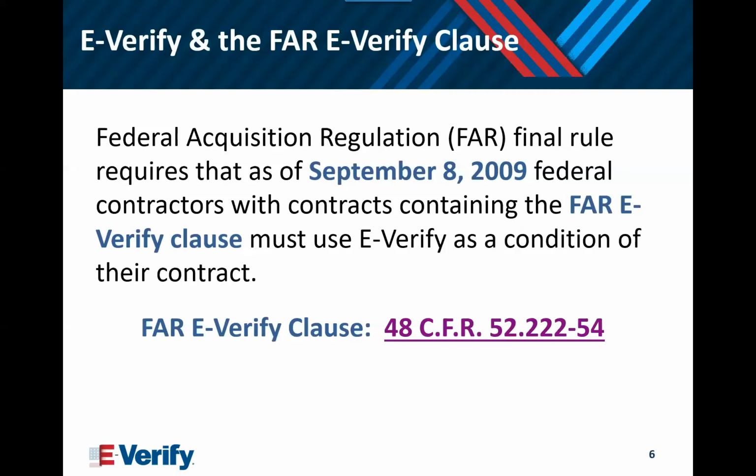All right, so you can see here that the final rule has actually been in place for quite some time for federal contractors. As of September 8th of 2009, that FAR final rule requires that as a condition of the contract, federal contractors as well as their subcontractors must use E-Verify to verify their employees' eligibility to work in the United States. There are three types of contracts that are affected. The first is the prime contract, and then that requirement flows down to subcontracts. And the other type is the indefinite delivery, indefinite quantity type of contract.